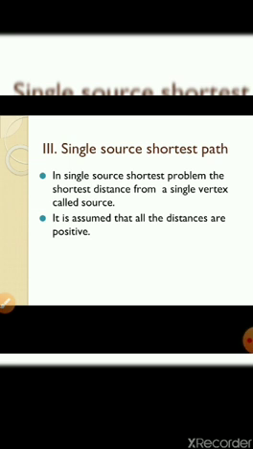The third application is single source shortest path. In the single source shortest path problem, we find the shortest distance from a single vertex called the source. It is assumed that all the distances are positive. Sometimes a graph is used to represent the distance between two cities. Everybody is interested in moving from one city to another city as fast as possible. This single source path is based on that interest.